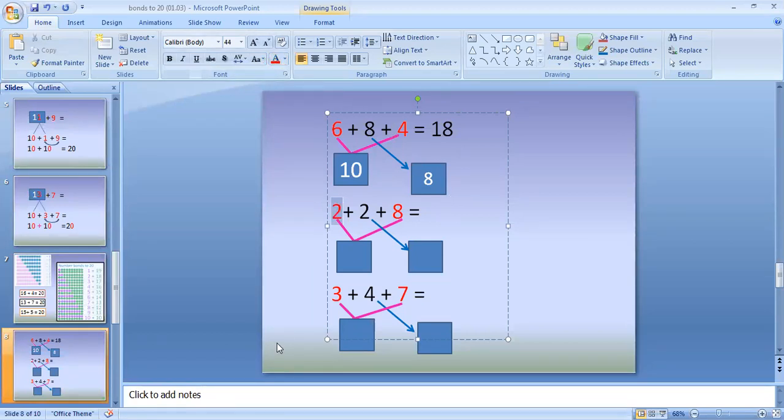Now look at this. 2 plus 2 plus 8. Let's change this number, right? Let's make it 3. 2 plus 3 plus 8 equals? We're supposed to find the answer. Now there are two numbers in red color, which makes 10.